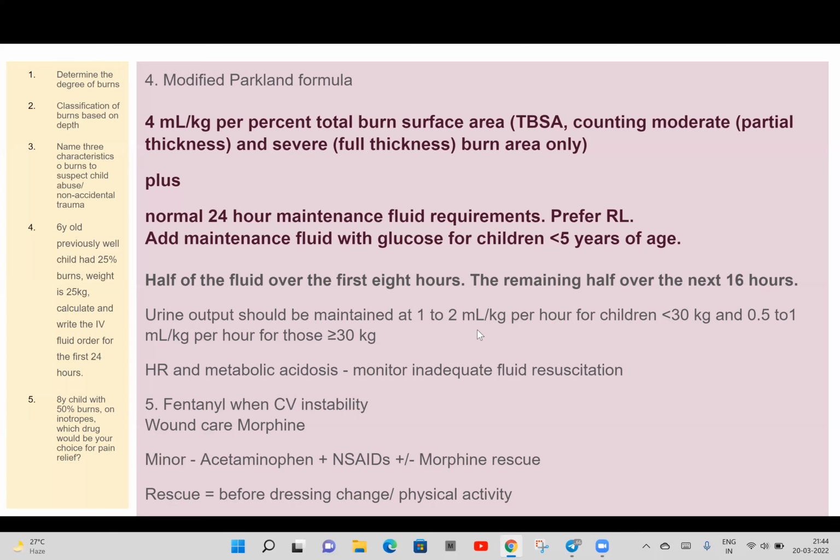So for minor burns, we can give paracetamol or NSAIDs with or without morphine rescue. Moderate might need morphine rescue before dressing change. And in the initial days, the acetaminophen with NSAID should be given round the clock. Burns is a very painful condition. So it is very important that we give adequate analgesia. And in moderate and severe burns, the morphine should be given before the wound dressing or before the child is mobilized, because otherwise the analgesia requirement will go up very high.